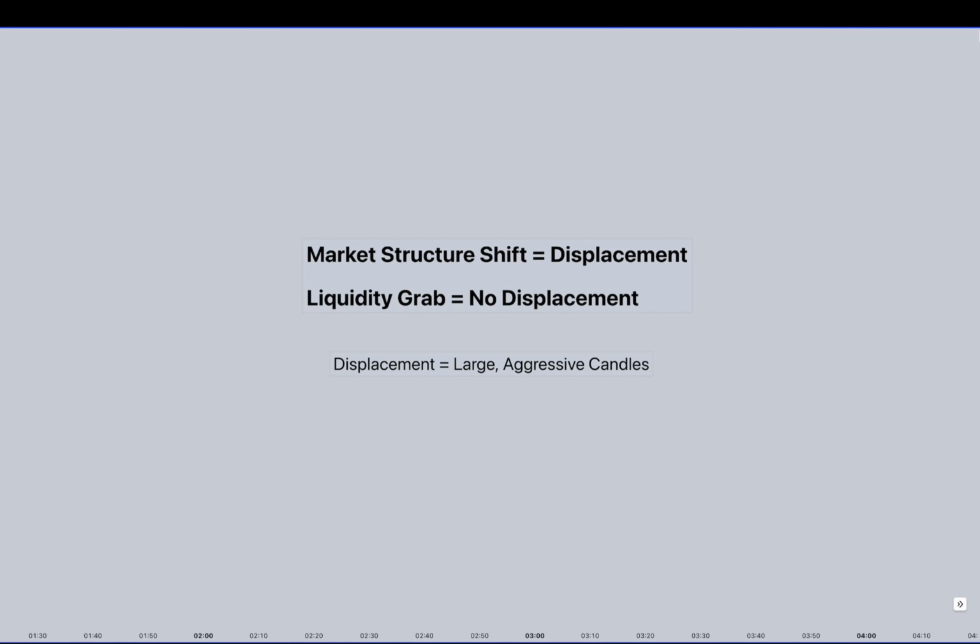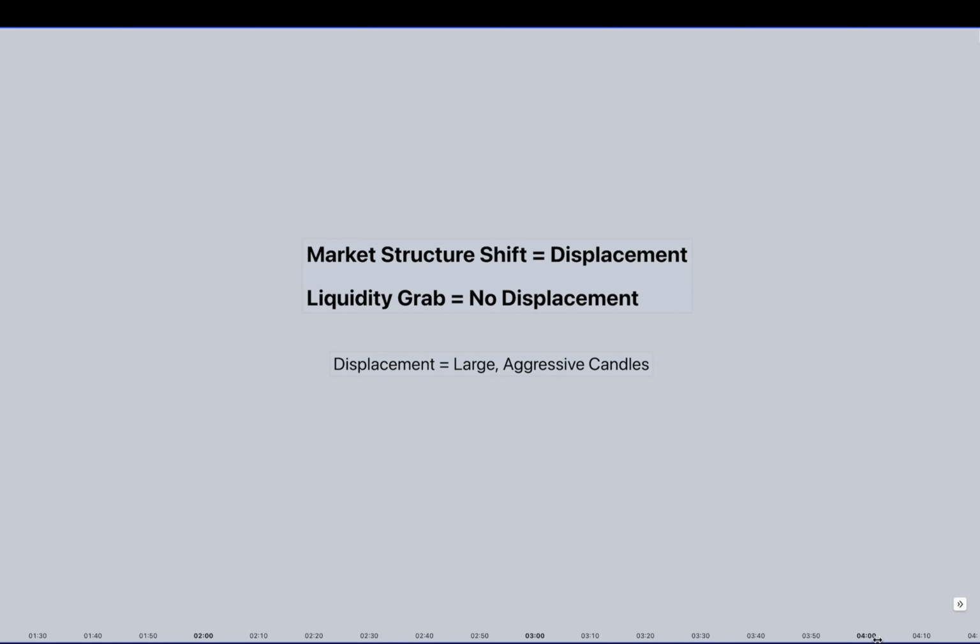If you've watched many of ICT's videos, you know he focused on displacement. But not many people know exactly what displacement is. You can see displacement as large, aggressive candles. Big, beefy, green or red candles. And in a market structure shift, you see displacement. You see big green candles. And with the liquidity grab, you see price trading lower or higher, taking out a high or low, and it fails to displace above or below it.